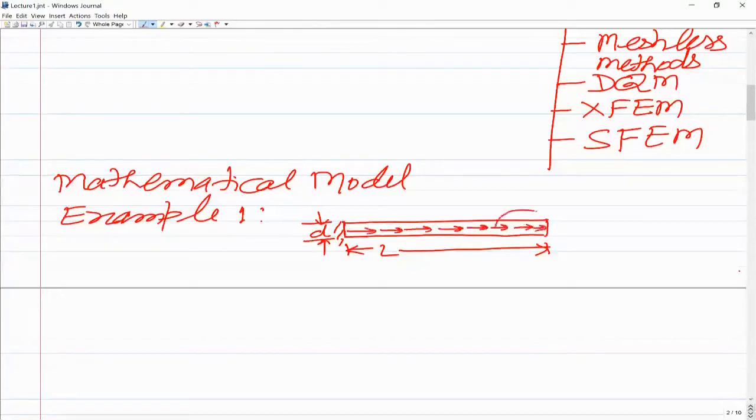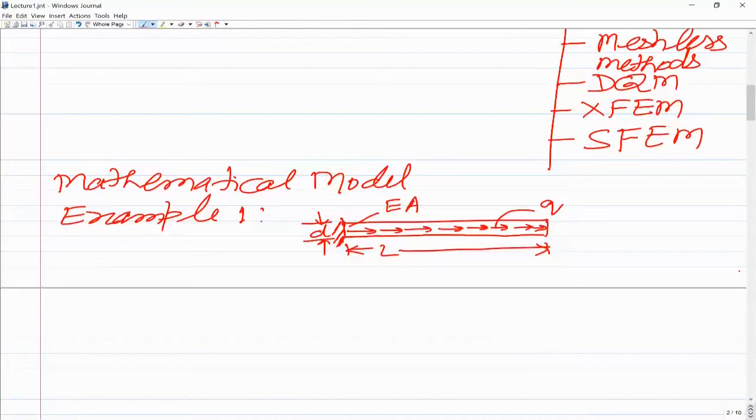Let us say that this distributed force is q, and the rod is made up of a material whose Young's modulus is E and the cross-sectional area is A. We call this the axial stiffness, which is EA. This is the rod we are considering, and this end is fixed. When I show something like this, that means it is fixed.